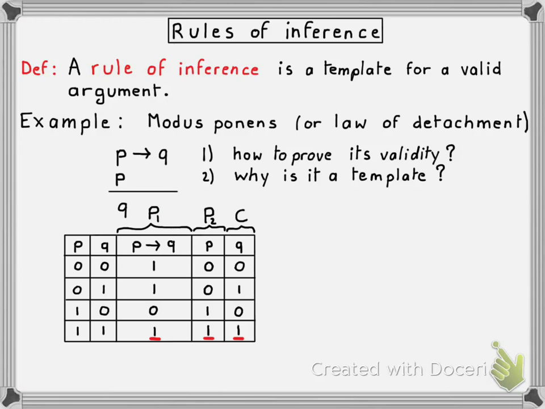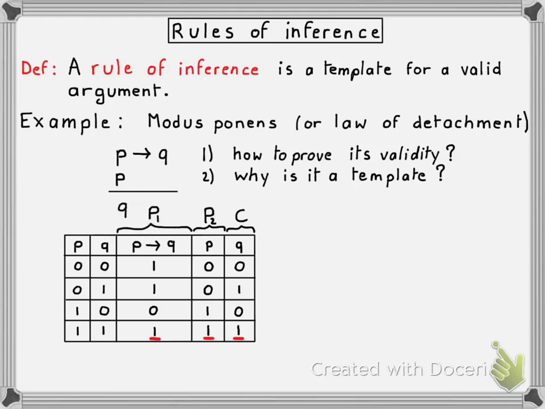But there's a little bit more to it. What do we mean by a rule of inference is a template? Well, what we mean is that this rule of inference is really a general form of an argument, which says that every time you have an implication that is known to be true, and every time we know the premise of the conditional is true, then we can infer the conclusion of the conditional.